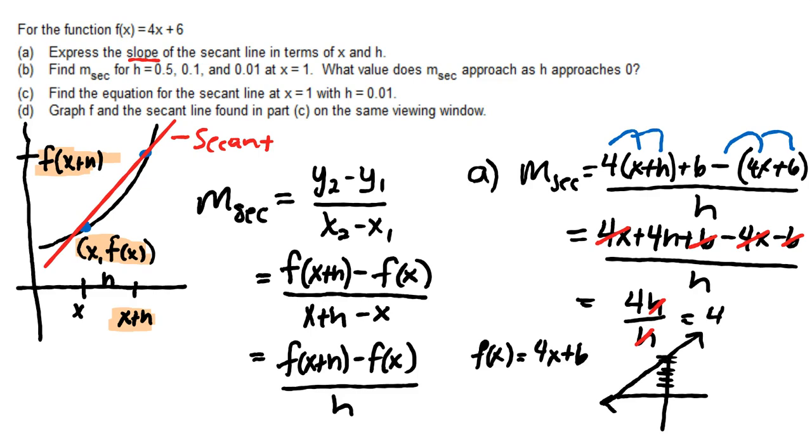So if we take 2 points, any 2 points on this line, and try to draw a secant line, we're going to end up with the slope that is the same as the slope of the original line. So because our function f of x is a straight line, the slope of the secant line is a constant. But if our function were a curve instead of a straight line, then our slope would be changing. The slope of the secant line would change based on the points that you choose.